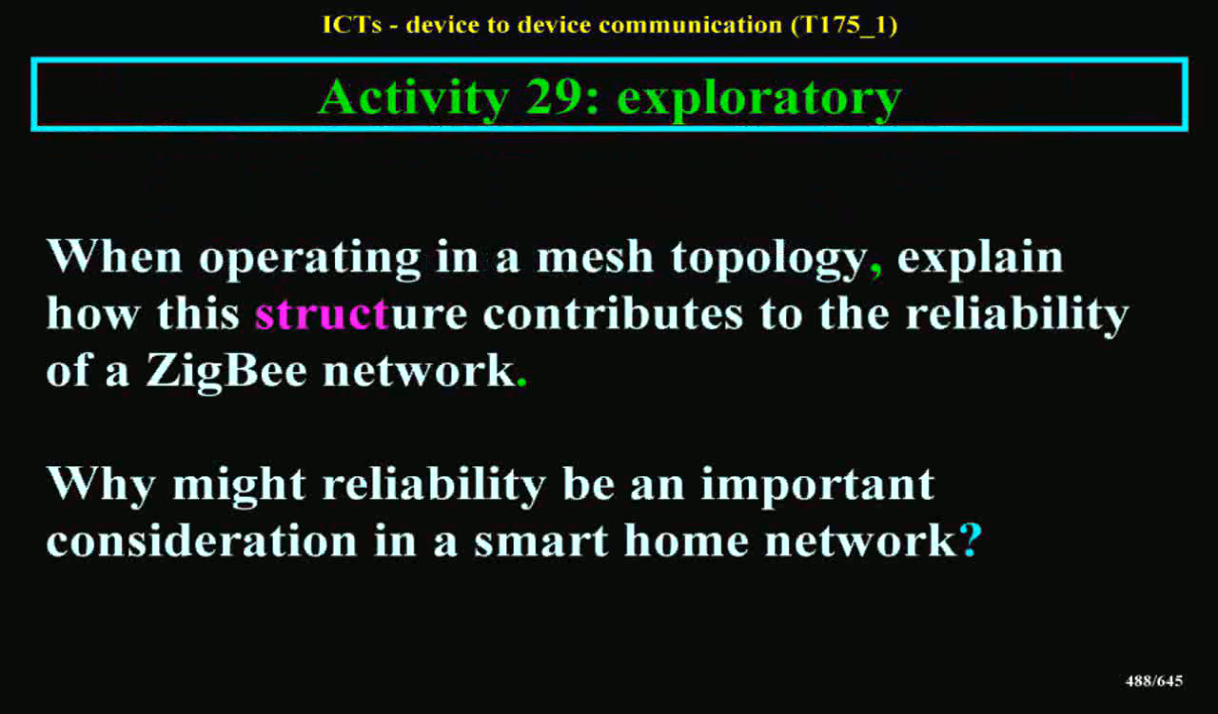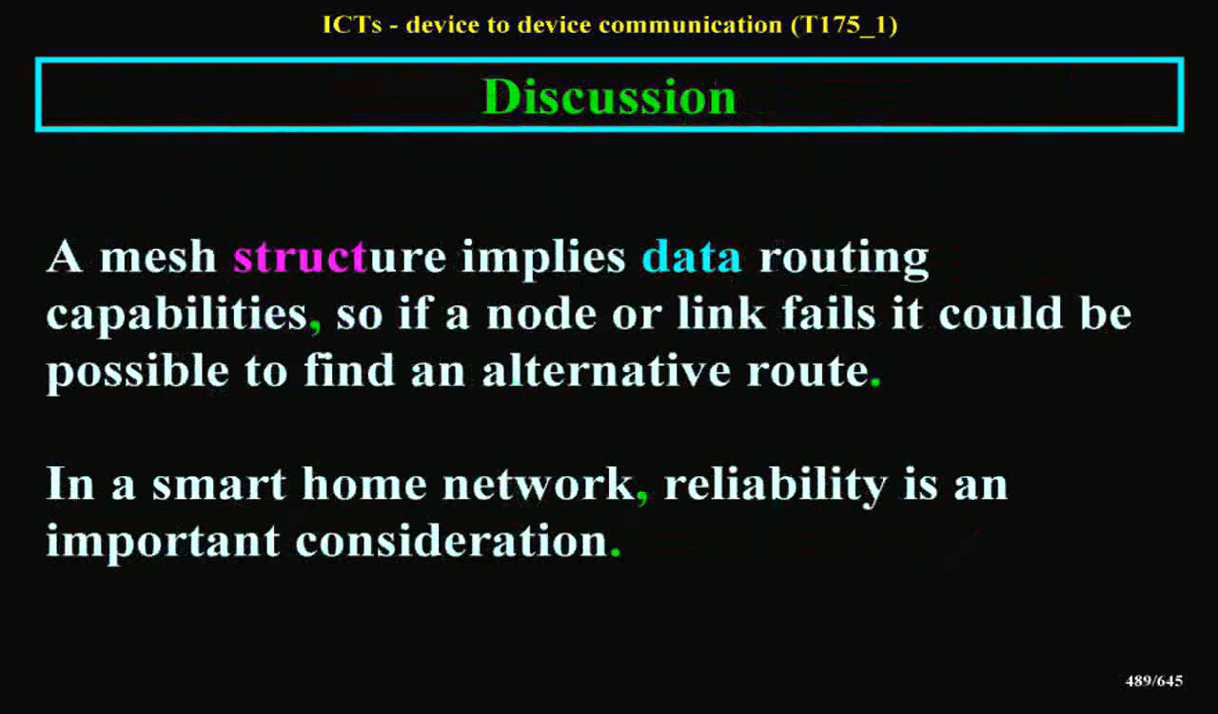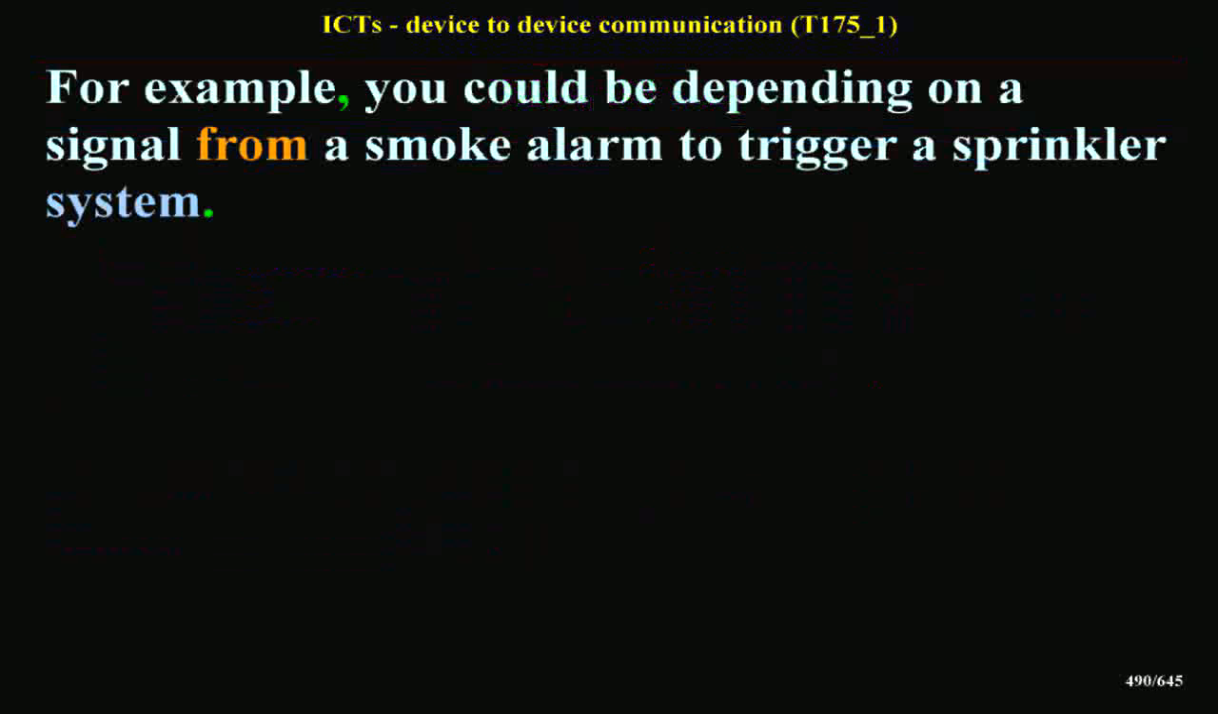Activity 29. Exploratory. When operating in a mesh topology, explain how the structure contributes to the reliability of a Zigbee network. Why might reliability be an important consideration in a smart home network? Discussion. A mesh structure implies data routing capabilities, so if a node or link fails, it could be possible to find an alternative route. In a smart home network, reliability is an important consideration. For example, you could be depending on a signal from a smoke alarm to trigger a sprinkler system.